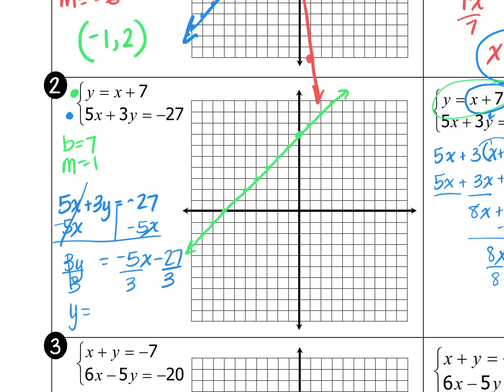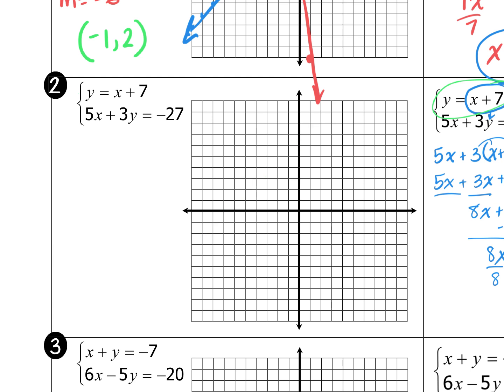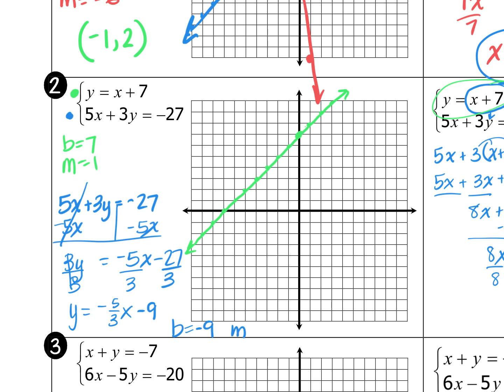So we end up with this negative 5/3, which at first you might think, oh gosh, that's a fraction, but you know what? It's the slope, so it doesn't matter. And then negative 27 divided by 3 is what? Negative 9. So that means our y-intercept is negative 9, and our slope is negative 5/3.